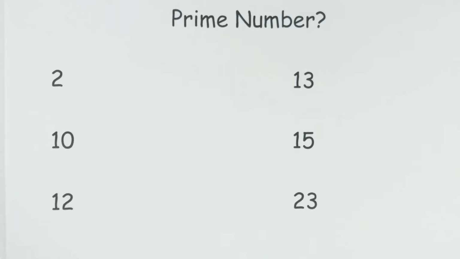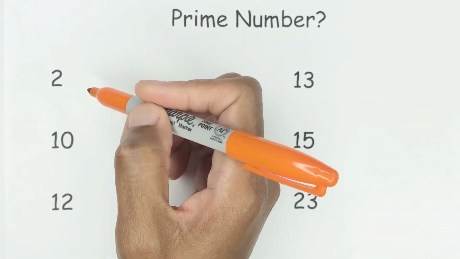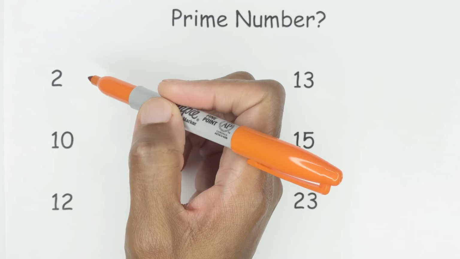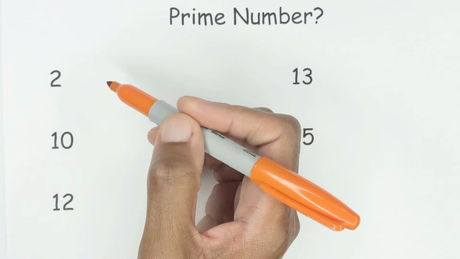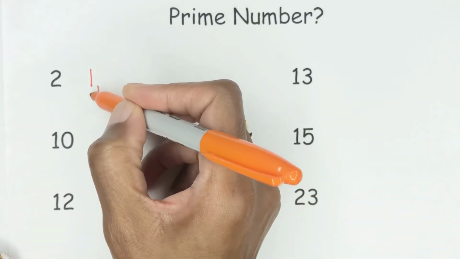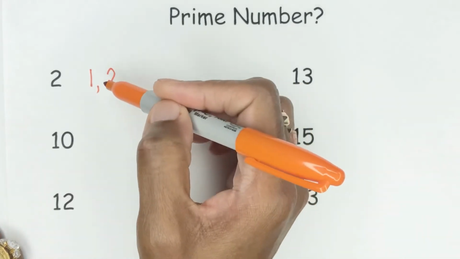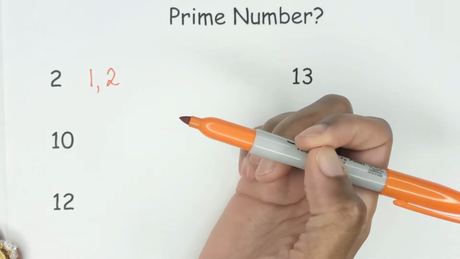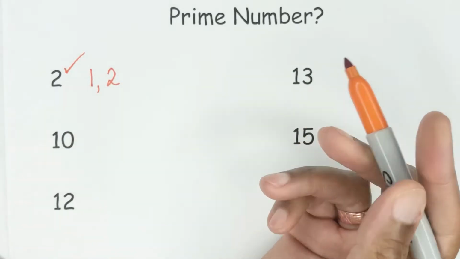Let's take a look at these numbers. Which one of these numbers are prime numbers? So we're going to go through them individually and take a look. Let's look at number 2. Is this a prime number? What factors can make 2 when you multiply them, right? Let's see. 1, definitely, and 2. So those are the only two factors. So is number 2 a prime number? Yes, it is. So we put a check there for that one.